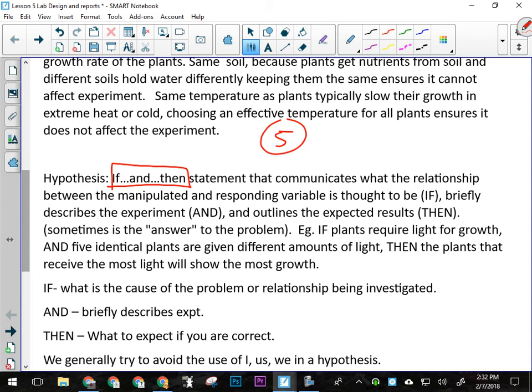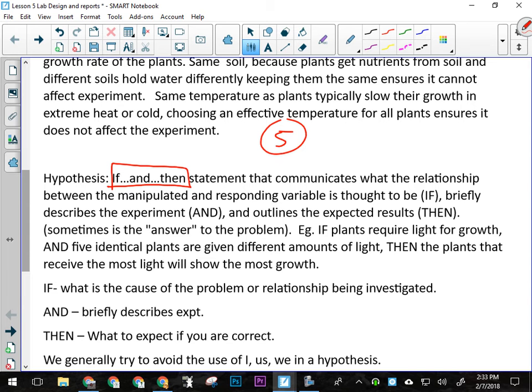For example, a hypothetical statement could be something like this. If listening to music while studying distracts people from the task at hand, and one student listens to music while studying and another student does not, then the student who does not will do better on the test. That would be a hypothetical statement. It contains an if part, if this is true. It contains an and part that describes the experiment I'm going to run: I'm going to let them study like that, and then I'm going to make them write a test. And then the then part says, here are my results. If this is true, then this is going to happen. If that doesn't happen, then my hypothesis is no good.